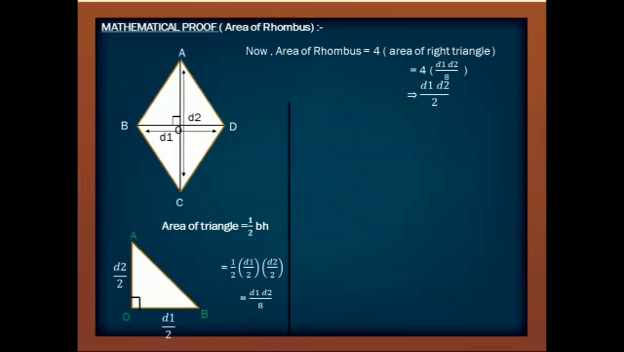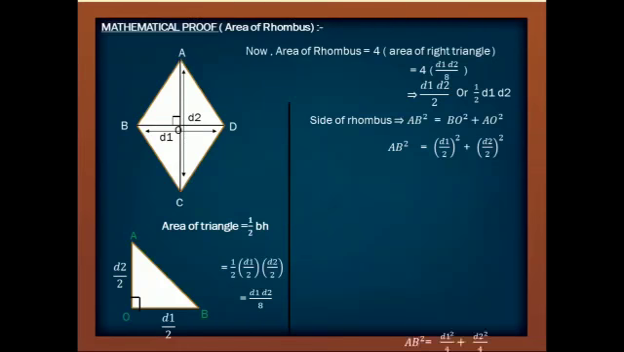If you want to find the side of the rhombus, we know that it is a right angle triangle, so we can apply the Pythagoras theorem. Apply the Pythagoras theorem to find the side of a rhombus, that is AB square is equal to BO square plus AO square, that is, square of the hypotenuse is equal to sum of the squares of the other two sides. As we know, it is diagonal 1 by 2 whole square plus diagonal 2 by 2 whole square. Therefore, AB square is equal to D1 square by 4 plus D2 square by 4.